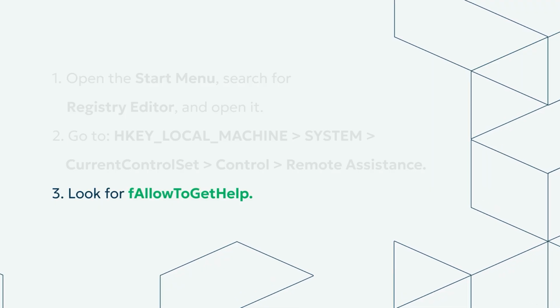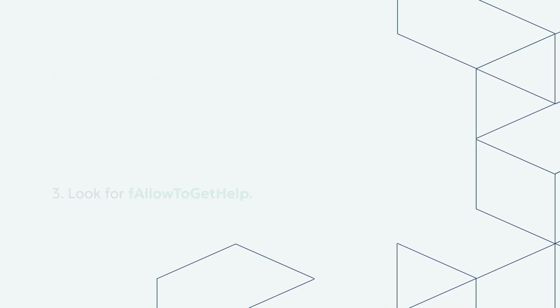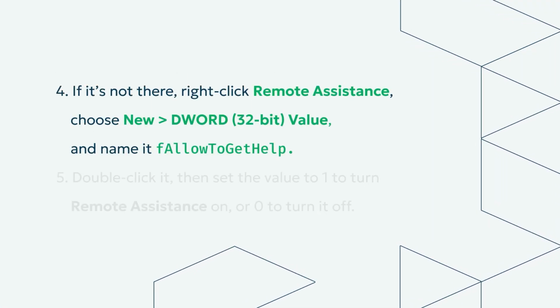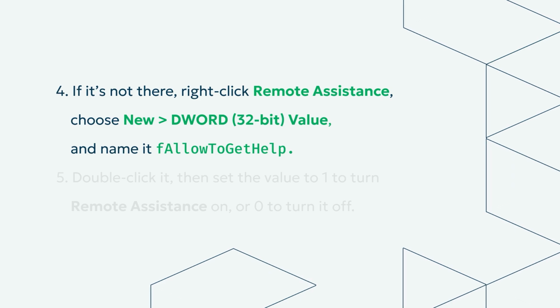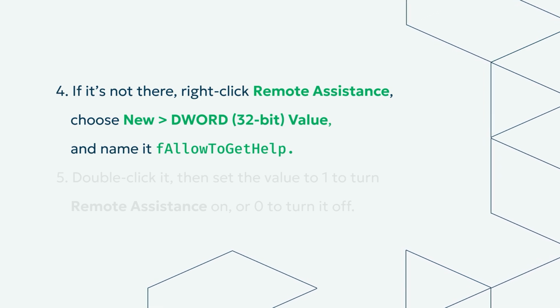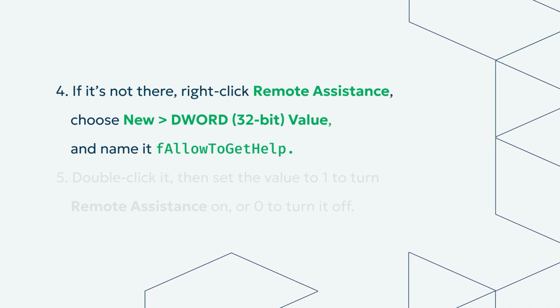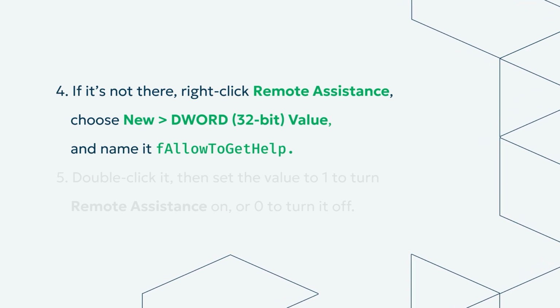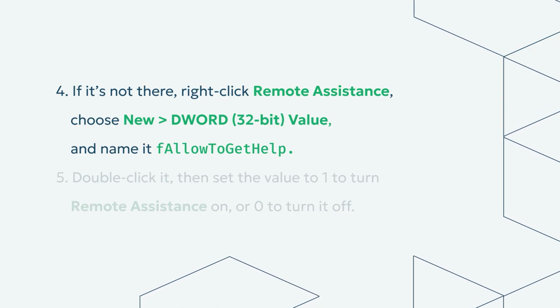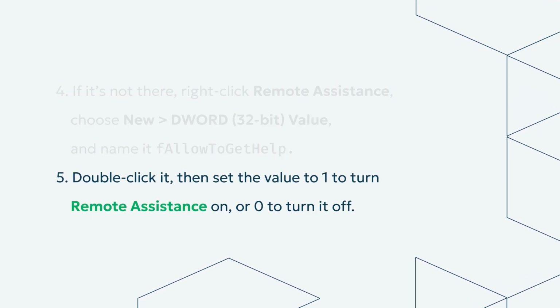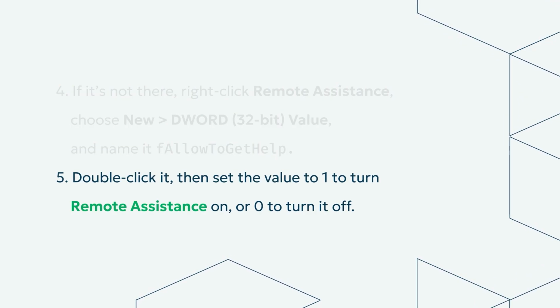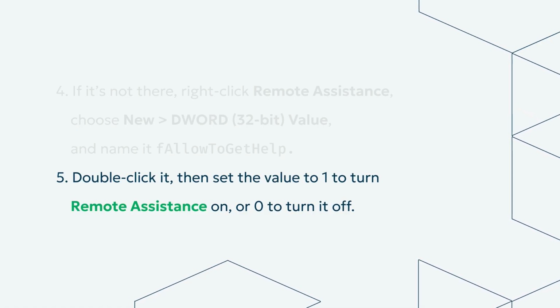Look for fAllowToGetHelp. If it's not there, right-click Remote Assistance, choose New, DWORD 32-bit value, and name it fAllowToGetHelp. Double-click it, then set the value to 1 to turn Remote Assistance on, or 0 to turn it off.